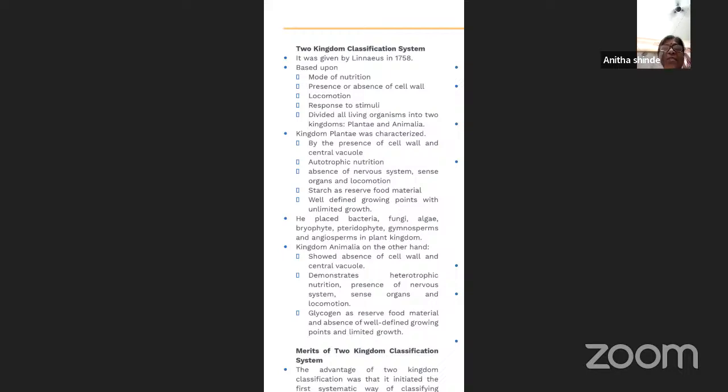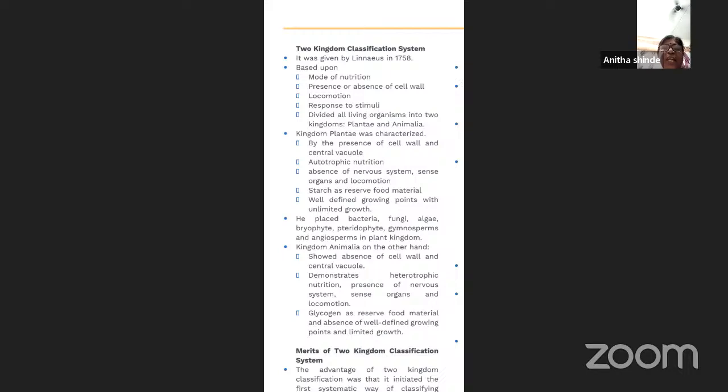So all the organisms that are put under this kingdom Animalia showed these characteristic features. What are those? Absence of cell wall and central vacuole. You all know the cell wall and central vacuole is not present in animals. It is present only in the plants. So that is why animals do not possess the cell wall and they do not possess the central vacuole. So they come under this category.